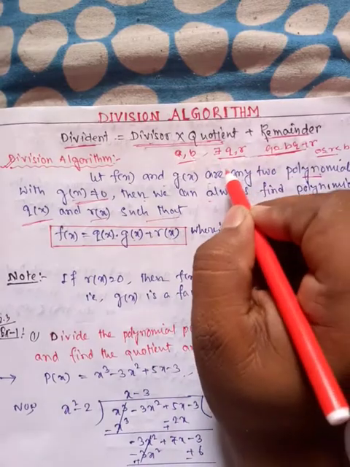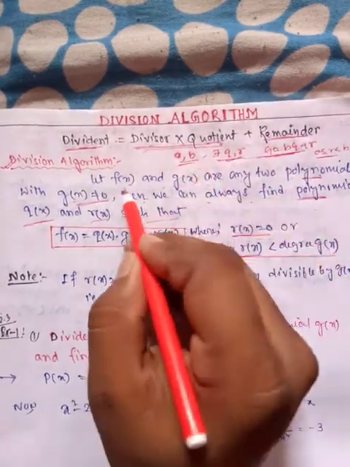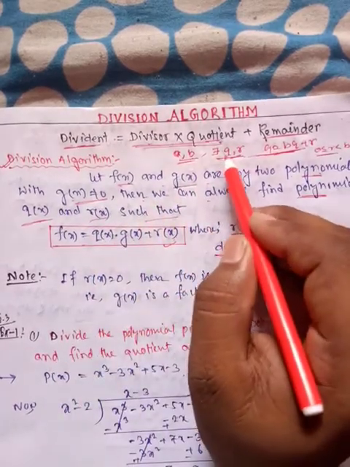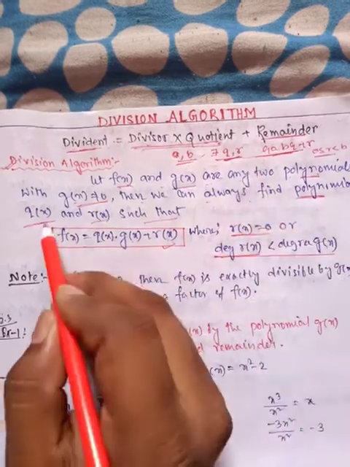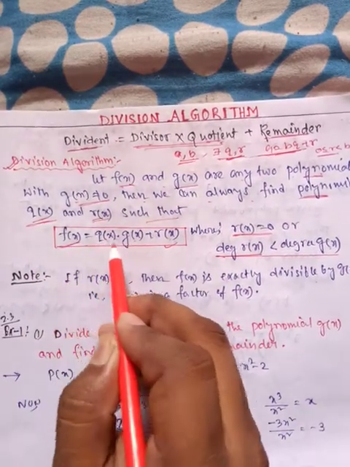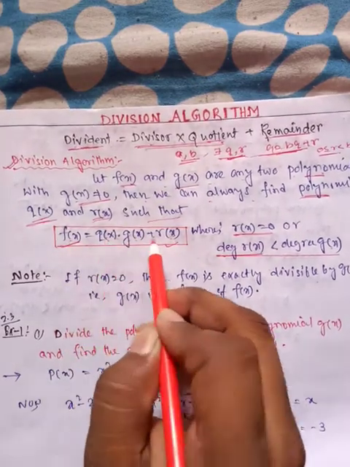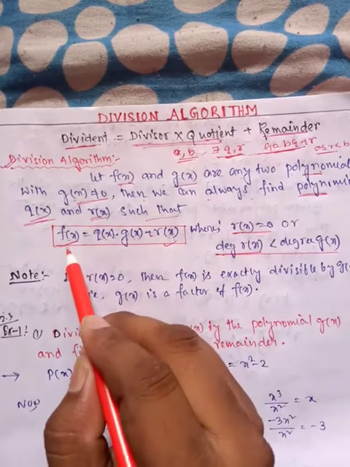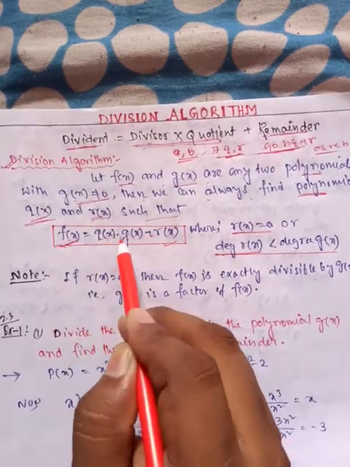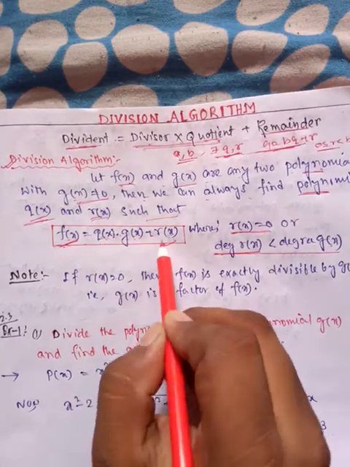This lemma is for real numbers, and this one is for polynomials. Here a and b are real numbers, here f(x) and g(x) are polynomials, and there we got q and r, here we got q(x) and r(x) as polynomials such that f(x) equals q(x) g(x) plus r(x). That means a equals bq plus r. But here as polynomials, we have written f(x) equals q(x) into g(x) plus r(x). That means g(x) is your divisor, q(x) is the quotient, r(x) is the remainder.